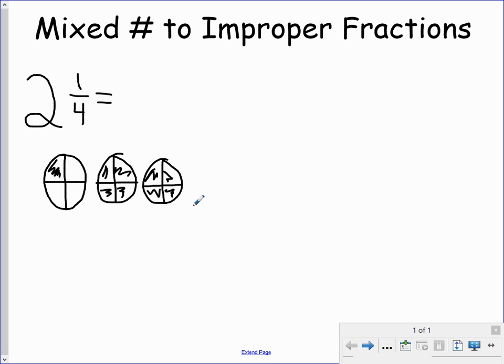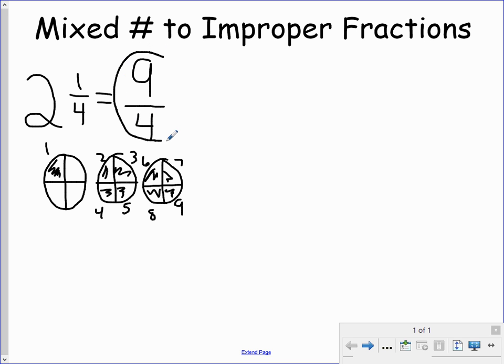Okay? So now what I can do is visually count the individual slices to find out 2 1/4 equals how many pieces. So I ate 1, 2, 3, 4, 5, 6, 7, 8, 9. Okay? That number of individual pieces gives you your new numerator. So I had 9 total pieces out of pizzas that were split into fourths. So my denominator is always going to stay the same. 9/4.